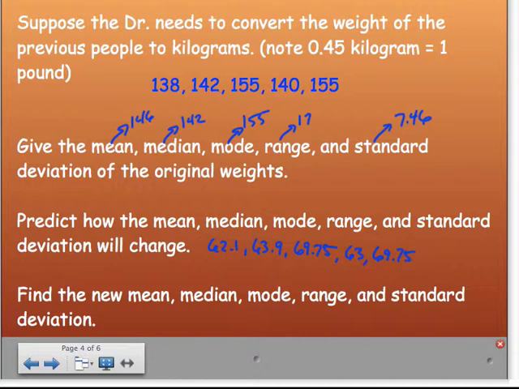Now, once I have those numbers, what I want to do is find the mean, median, mode, range, and standard deviation. So again, I'm going to give you a few seconds. Take those 5 numbers, and I want you to find the new mean, median, mode, range, and standard deviation of the data set. Again, please pause the video if necessary.